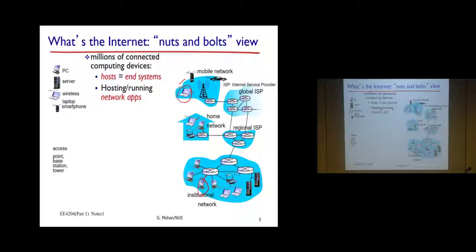So you can see that there are systems which are called end systems, which I already mentioned. They are also called host or end host. Why are they called hosts? Because they are hosting network apps. Apps means applications. For example, when you use a computer to browse web pages, you are using an app, a web browser, maybe Chrome or Internet Explorer or something.